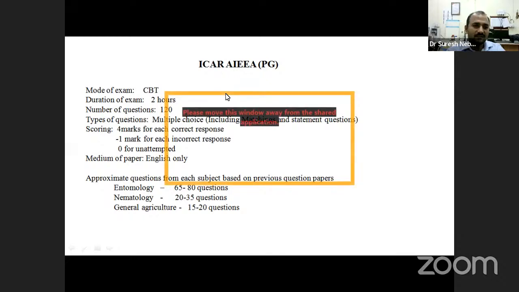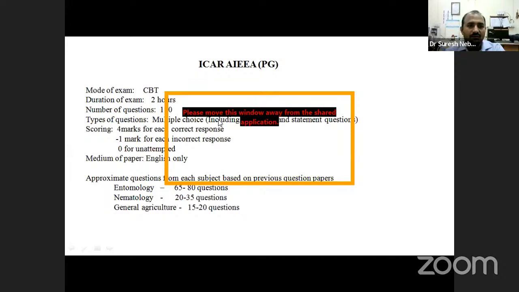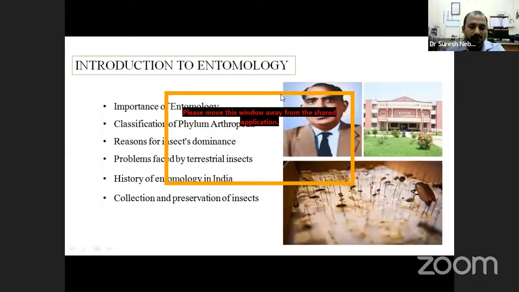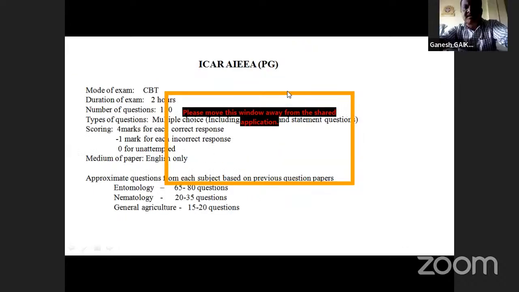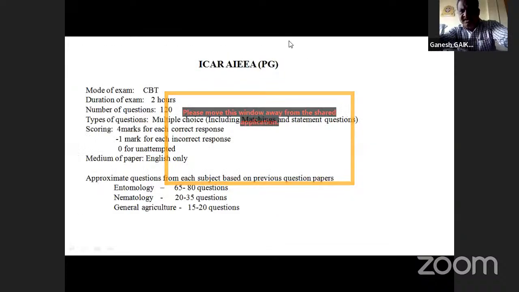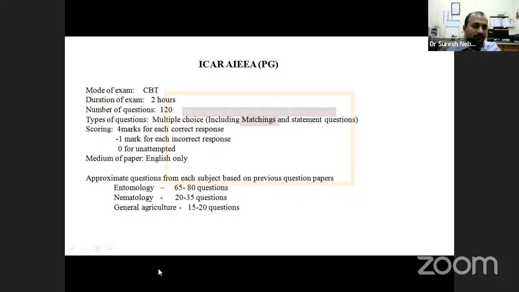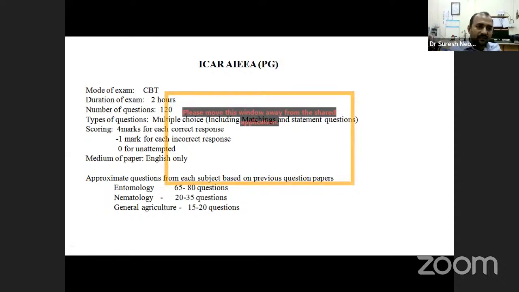Some message is coming on my screen. Please move this window away from the shared application. Some students are trying to modify your screen, or whatever it may be. Just don't modify your setting. Okay, we will continue. Some disturbance is there, I don't know. Maybe they are not doing it, but maybe some setting. Okay, let me share the slides once again.